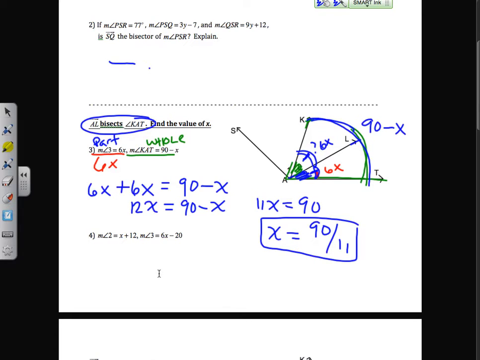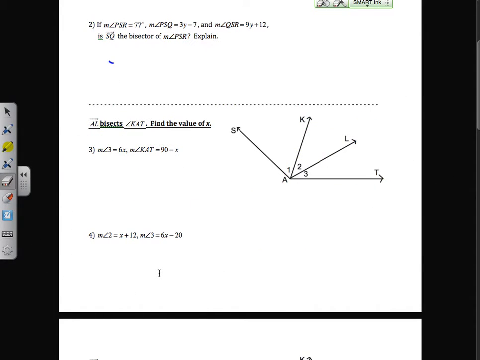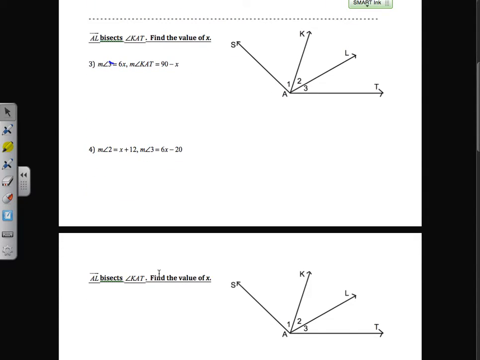Okay, so the next one, you forget all the information in 3. 4 is a separate problem. The only thing that we continue from 3 is that AL is a bisector. All right, so let's clear our space here. We're going to do number 4. So it's still a bisector, so angle 2 is still congruent to angle 3. And now it's saying the measure of angle 2 can be represented by the expression x plus 12, and the measure of angle 3 can be represented by 6x minus 20.